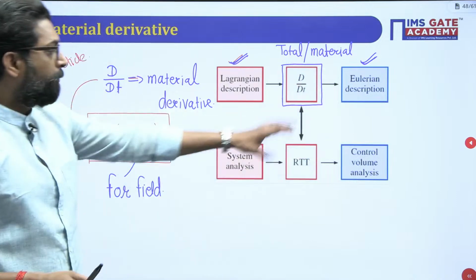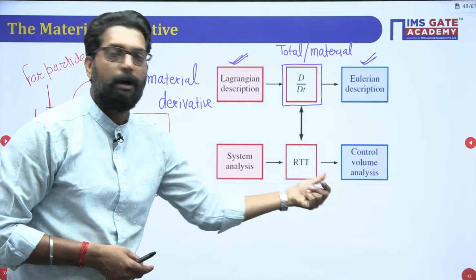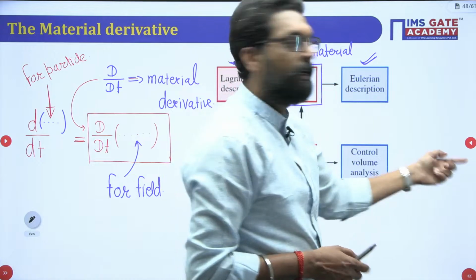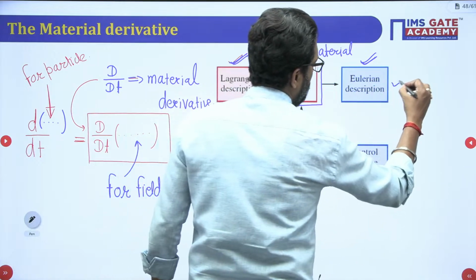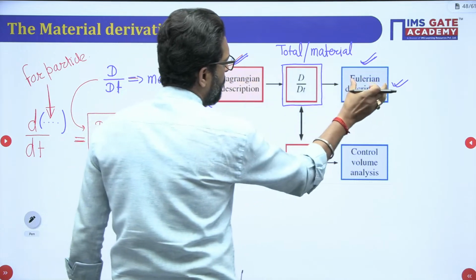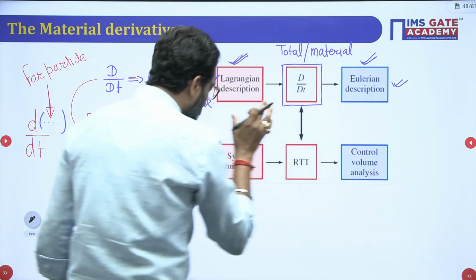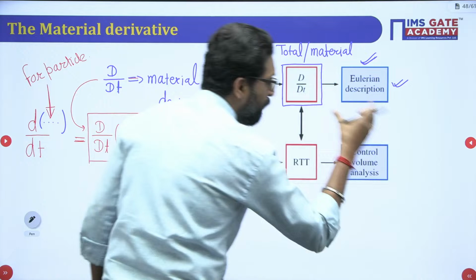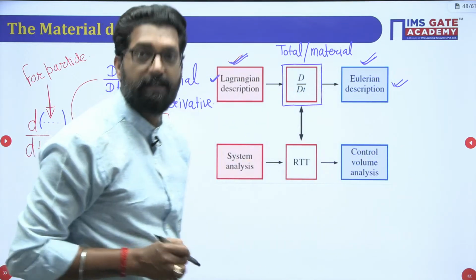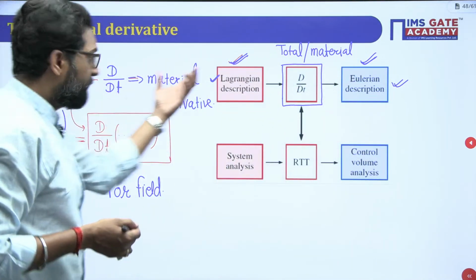Clear? Now we also have to discuss RTT afterward. RTT is the tool, the Reynolds transport theorem, which converts the system analysis to the control volume analysis. This is your control volume analysis and this is your system analysis. So for Lagrangian description to Eulerian description, the tool is the material derivative. For system analysis to control volume analysis, the tool is the Reynolds transport theorem. We'll discuss this; this is a very important slide. Now, my dear, we'll discuss something more in this one.